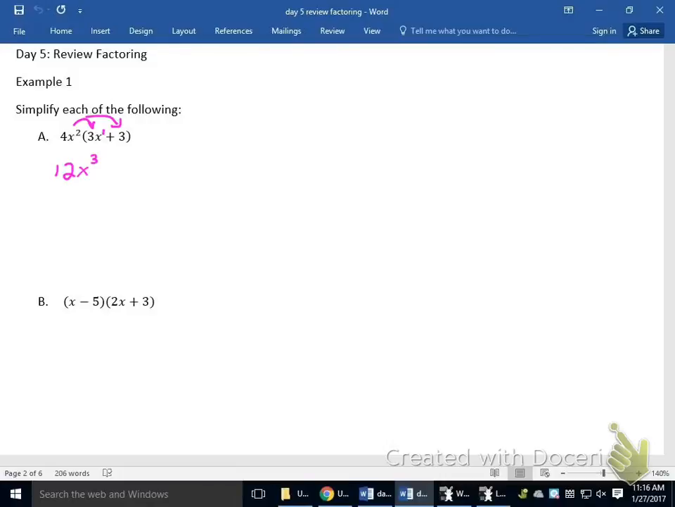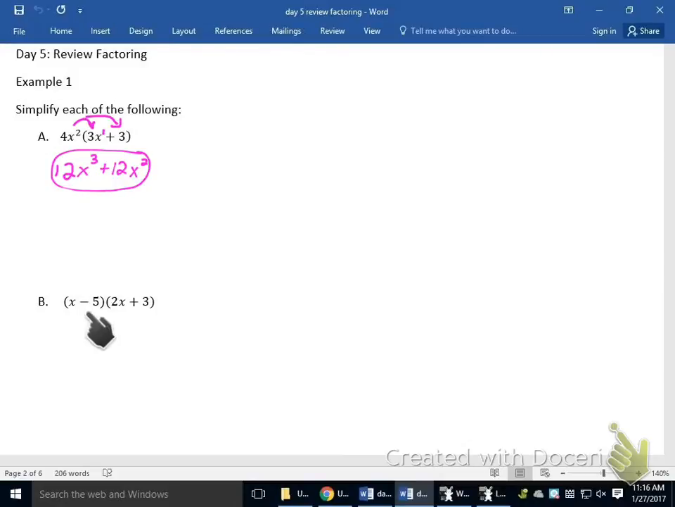Now we want to do 4x squared times 3, which is going to simply be 12x squared. There is no x inside here to combine with x squared, so it stays as is. You won't always check for like terms that can be combined, but there are none here. So that's it. Moving on to part B of this example.